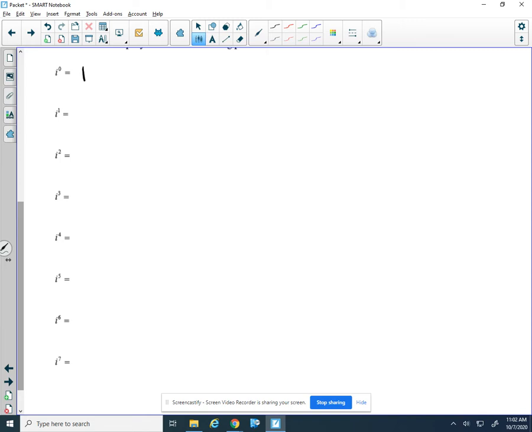i to the 1st is just i. Anything to the 1st power is that number. Okay, so those two, you don't have to write anything, they're just the way they work. i squared, we have two i's, so we have two square roots of -1. And we saw that when we have two of them, a square root times itself gives you that number that's in the radical, so this just equals -1. So far we have 1, i, and -1.